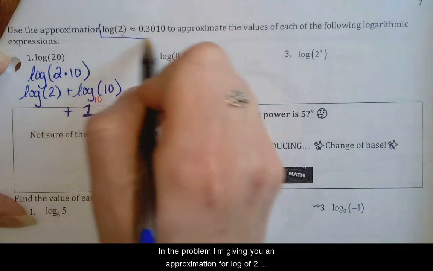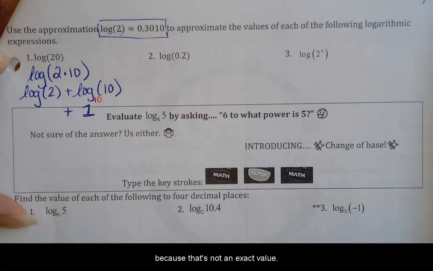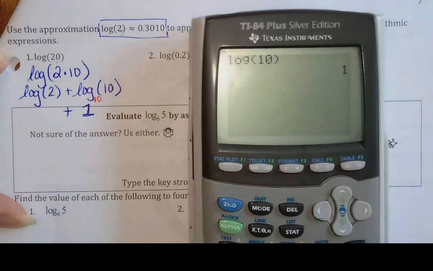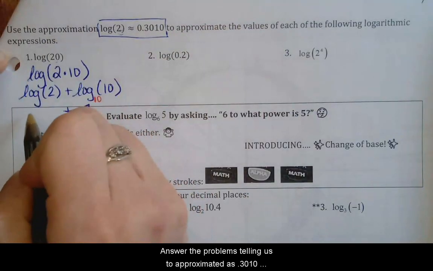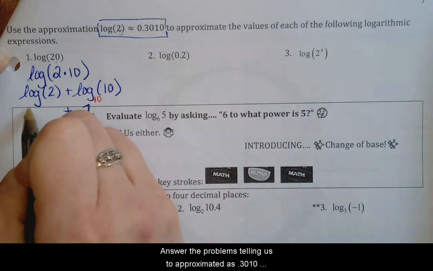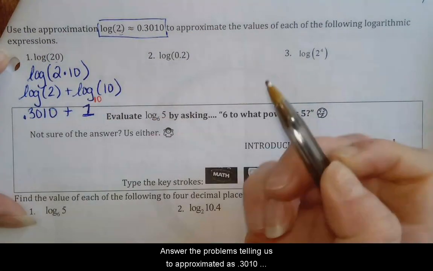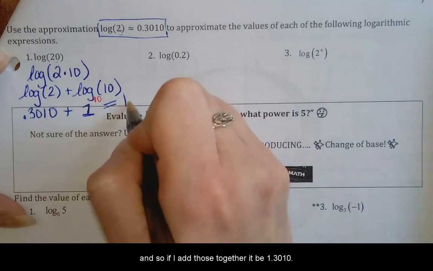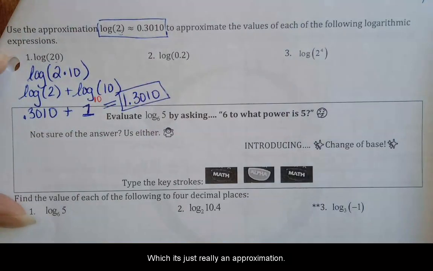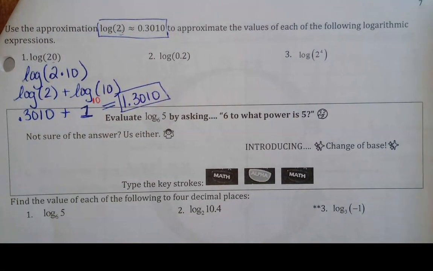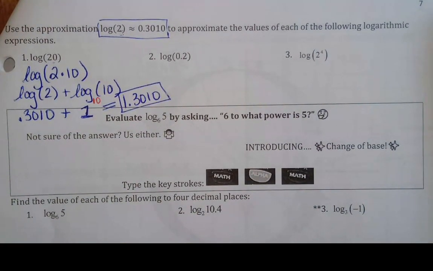In the problem, I'm giving you an approximation for log of 2 because that's not an exact value, okay? The problem tells us to approximate it as 0.3010. If I add those together, it would be 1.3010. So it's just an approximation is all we're doing for that top section. Nothing too worrisome, I promise you.